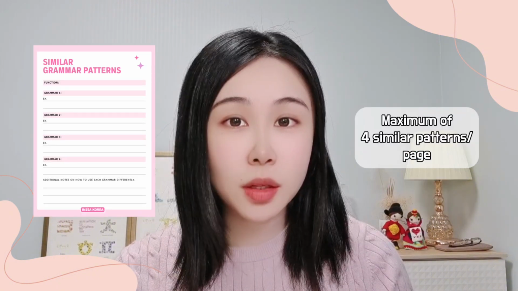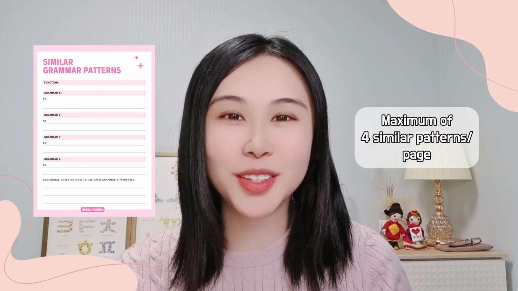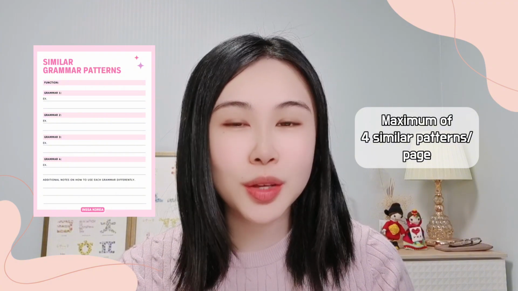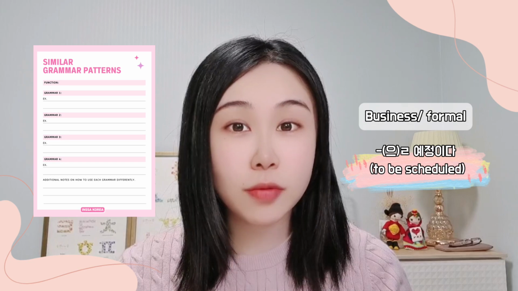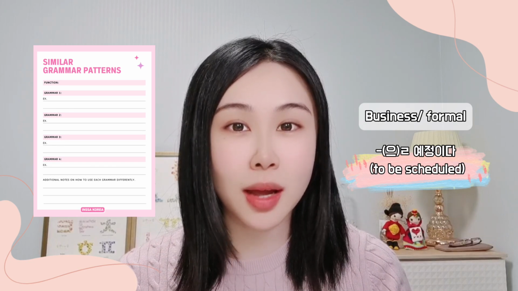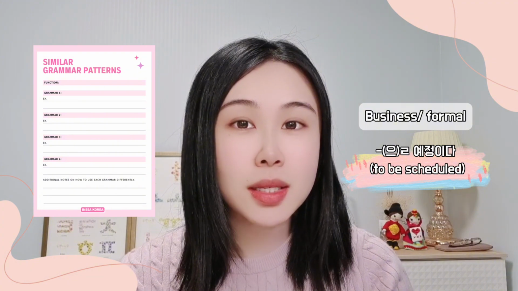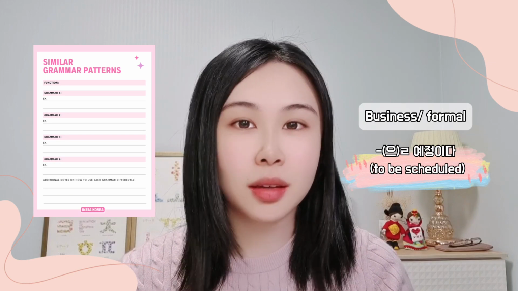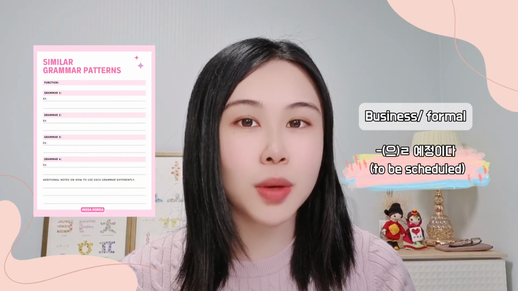And with this similar grammar pattern sheet, you are going to have 4 blanks for you to fill out the similar grammar patterns. I've just given you 2, so maybe I'll add 2 more for similar meanings. The third very similar pattern is a verb with 을 예정이다. 예정 is like something to be scheduled, but this usage is quite formal. For example, a meeting is to be scheduled, so it's going to be held. In this case, we can use that.